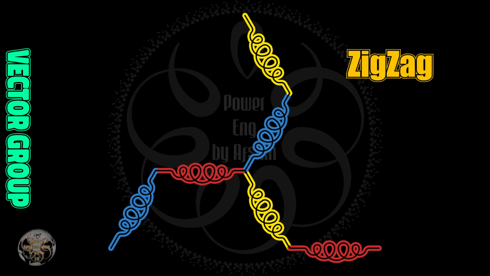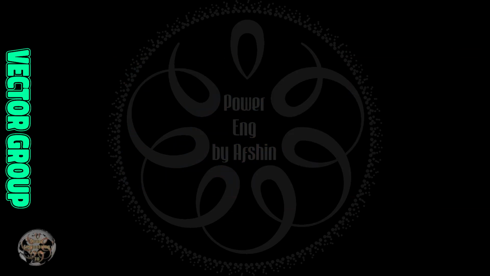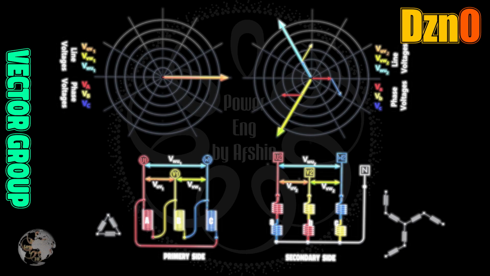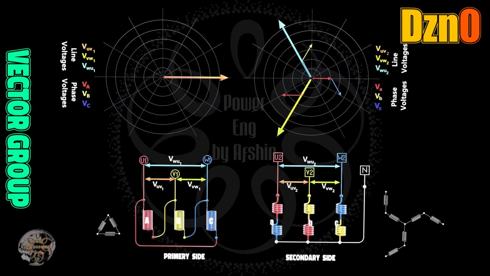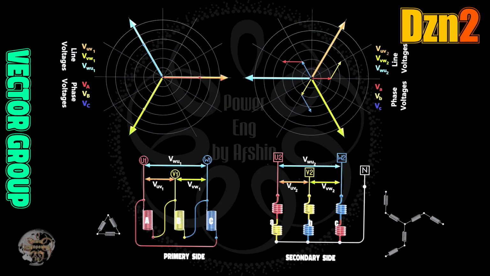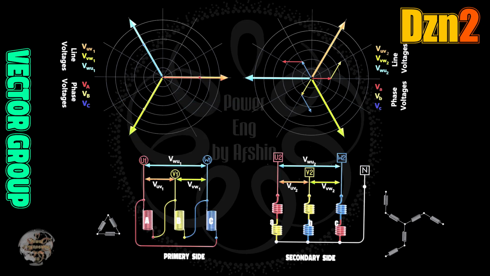Finally, the zigzag connection. Zigzag transformers provide cost-effective grounding. DZN0 is excellent against extreme unbalance with very low zero-sequence impedance. It is the go-to for grounding transformers. DZN2 provides a 60-degree shift. This is non-standard but useful in rectifier transformers to reduce DC ripple.